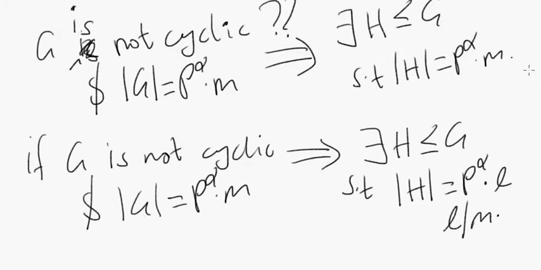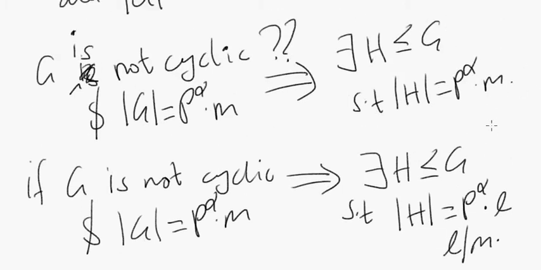It looks similar to the one before, but there's a difference, isn't there? Before, we were just saying there's a subgroup of order p to the alpha times m. We're not sure about that. But can we prove that there is a subgroup of order p to the alpha times L, where L is just some divisor of m? Of course, if L equals m, aren't we done? But suppose L is not equal to m. Suppose it's just a proper divisor of m. What do we do then?